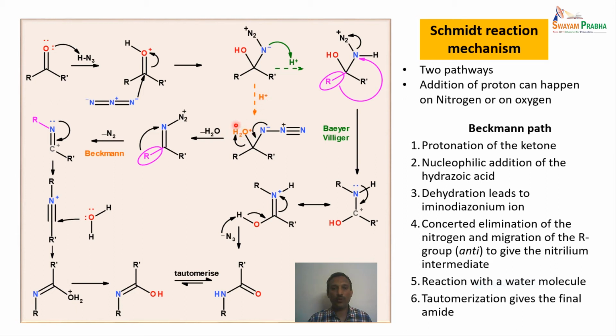So this forms the H2O plus, and H2O plus is a very good leaving group. So this intermediate loses a water molecule, and in this particular step, this alkyl group migrates to the nitrogen, and the nitrogen is lost simultaneously. So that is how we had written nitrogen loss. So these two happen simultaneously. Like in this particular case, this is the Beckmann pathway, because the alkyl group migrated from this carbon with its bonded pair of electrons.